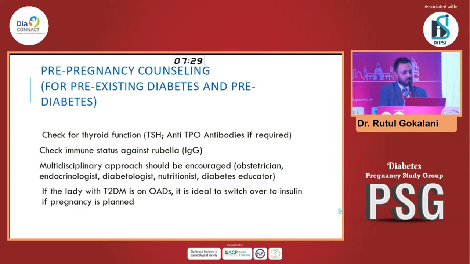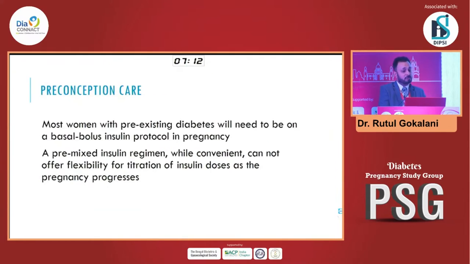Multidisciplinary approach, I already talked about. If a lady with type 2 diabetes is on oral hypoglycemic agents, ideally they should be switched to insulin at least 1.5 to 2 months before a planned pregnancy, if it is possible. Most women with pre-existing diabetes will need to be on basal bolus insulin. I would say 100% of patients with type 1 or type 2 diabetes require basal bolus insulin, and I don't actually promote pre-mix insulin, so I will not talk about that.